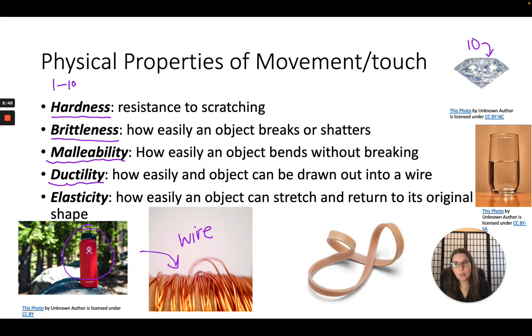And the last property under this category is elasticity. And this is how easily an object can stretch and then return back to its original shape. The first thing that comes to my mind immediately is a rubber band, very easy to stretch out, and then it snaps back to where it was, as long as it's a rubber band in good condition, of course. All right, also, stretchy leggings, those kind of things are highly elastic.